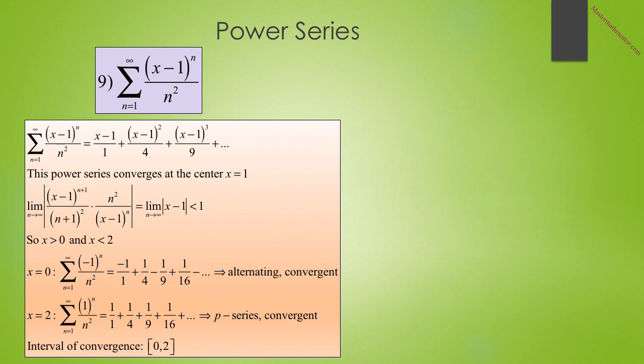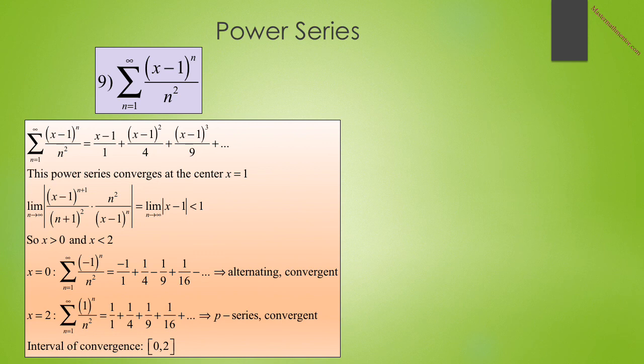We check using the ratio test for any other convergence, and we look at the limit as n approaches infinity of x minus 1 to the n plus 1 over n plus 1 quantity squared times n squared over x minus 1 to the n. And that is the limit as n approaches infinity of the absolute value of x minus 1, and that has to be less than 1, meaning that x has to be greater than 0 and x has to be less than 2. We then check out the endpoints. When x is equal to 0, our series is negative 1 plus 1/4 minus 1/9 plus 1/16, and that is an alternating series that converges.